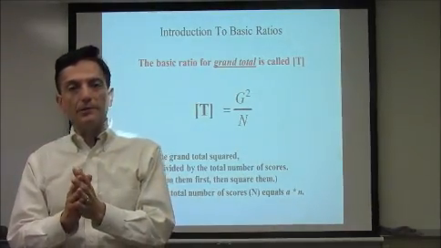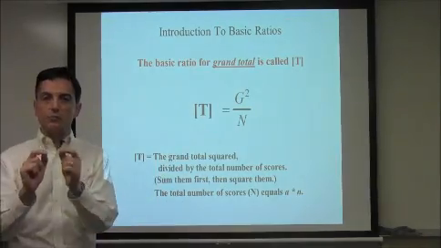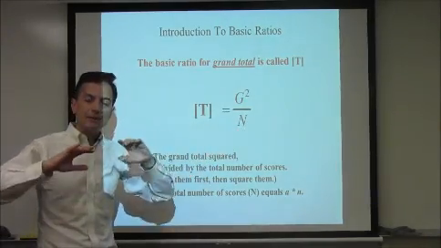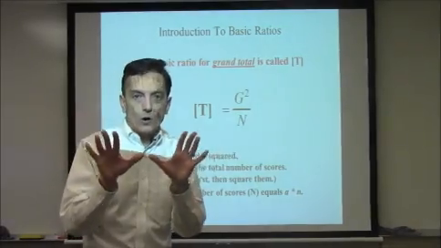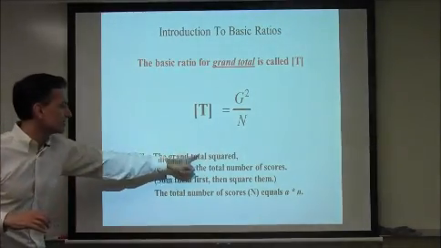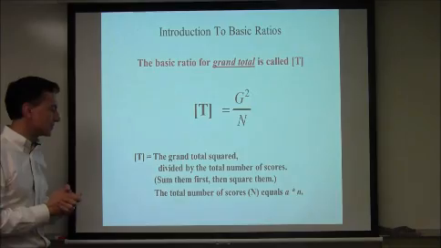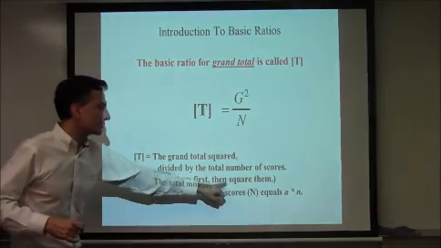Capital N is the total number of participants in the entire study. Not just one condition, which would be lowercase n, but the grand total of all participants. Okay, so the grand total is squared and then divided by the total number of scores. We'll sum them first, then square them.